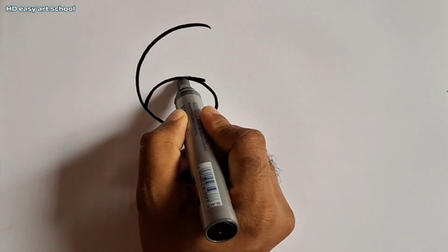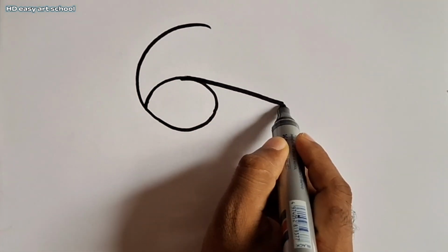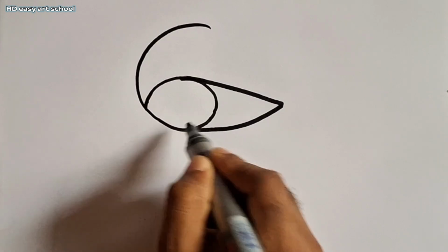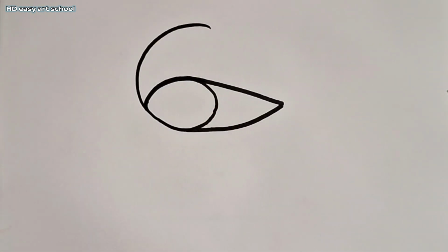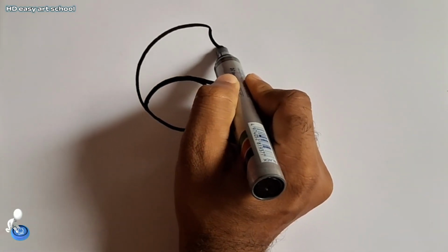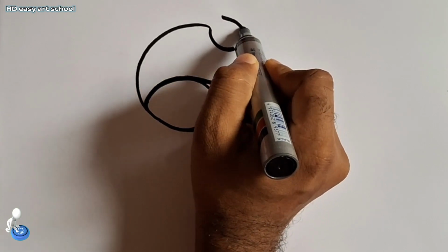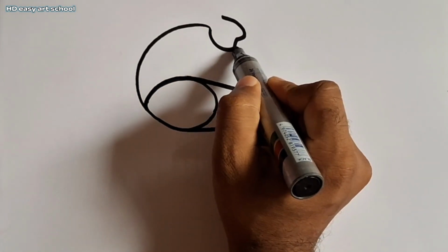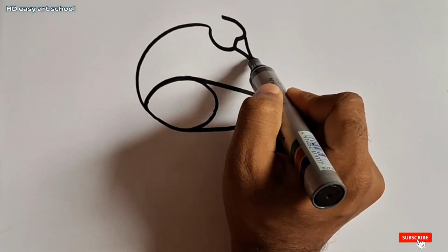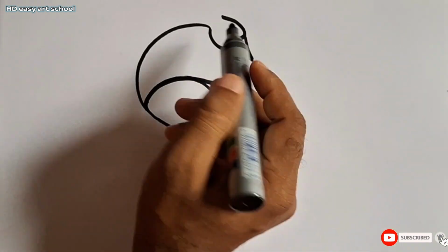Today I draw this picture using number 6. At first we draw this number 6. After we draw letter V. Then we draw two curved lines. Then we draw the letter V and draw a line.